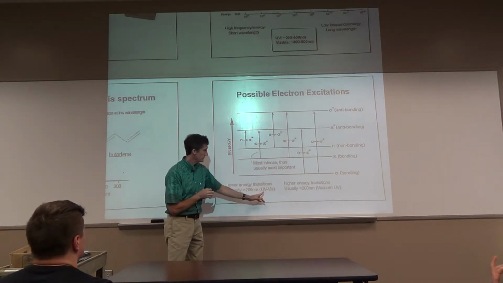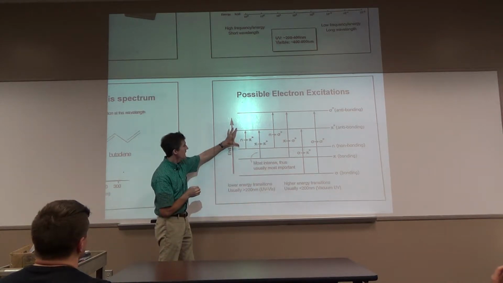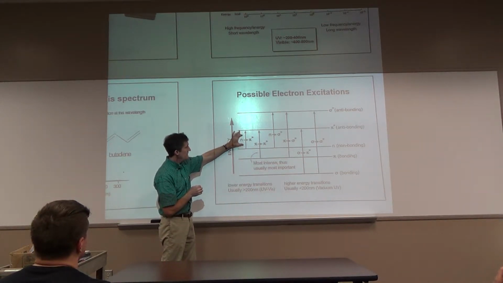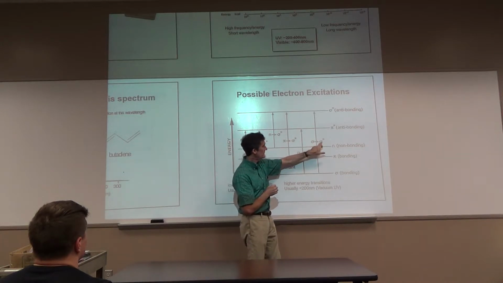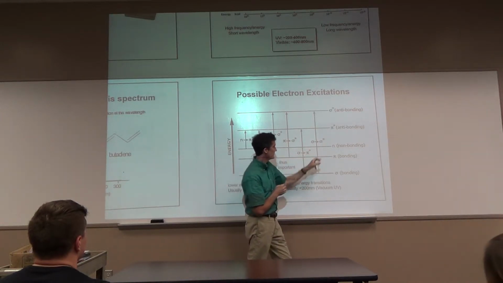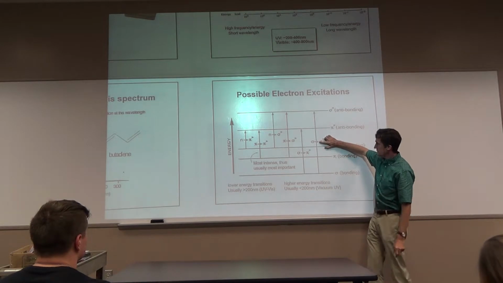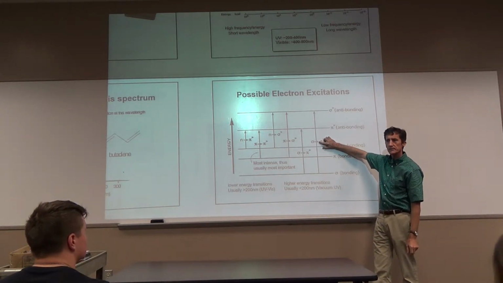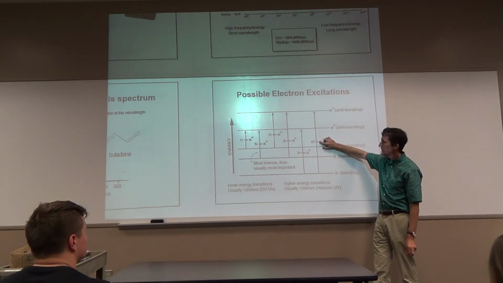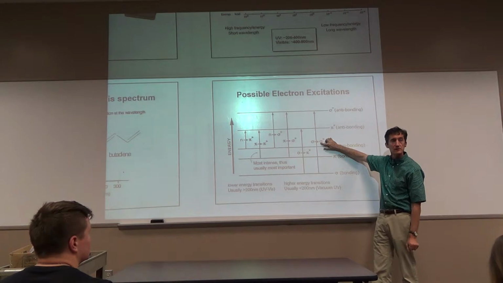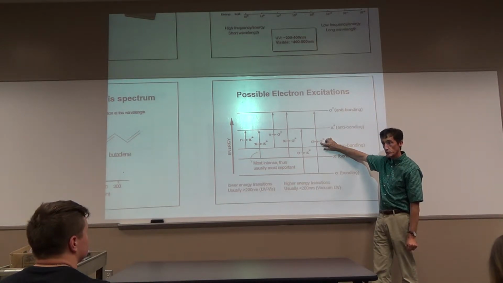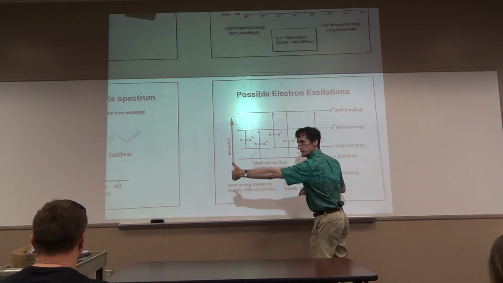Okay, here's where it says vacuum UV. The n to pi star is the most difficult. No, I'm sorry, it's the easiest. The sigma to sigma star is the most difficult. So is this going to be higher wavelength, longer wavelength, or shorter wavelength to correspond to this energy? You need more energy, so that's going to be shorter wavelength. Yes. So is that going to be more towards the 200 nm or the 800 nm?